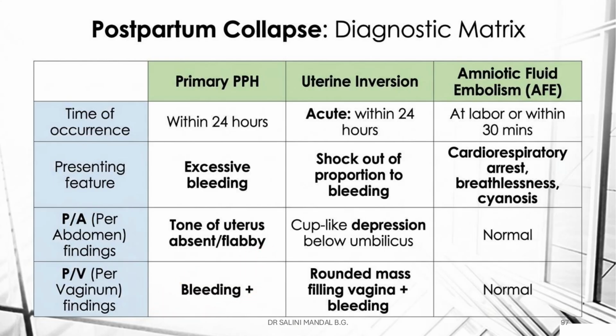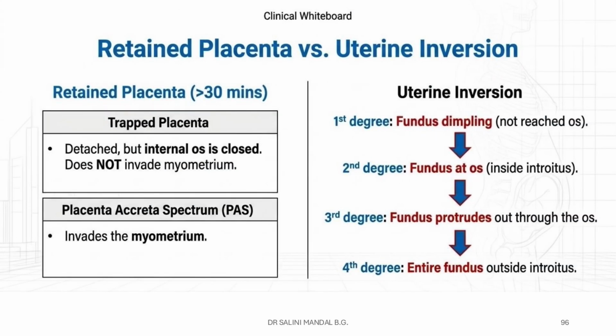But when we talk about uterine inversion, it is acute, within 24 hours. Shock will be there out of proportion to the bleeding. A cup-like depression will be there below the umbilicus, and a rounded mass filling the vagina with bleeding will be there. Okay, one more is amniotic fluid embolism. At the time of labor or within 30 minutes of labor, it should occur. There will be cardiorespiratory arrest, breathlessness, and cyanosis. Abdominal and vaginal findings are going to be normal in this particular case.